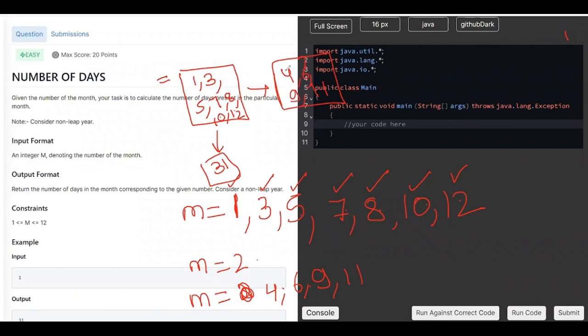Is my month in any of these numbers? If yes, then my output will be 30. If this is also not true, then I know that I am looking at month number 2. So my output will be 28. So that is the basic logic that I am going to use over here, right?